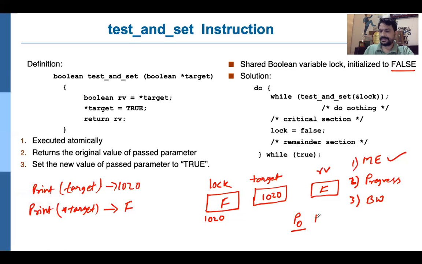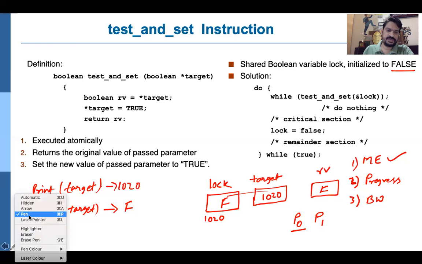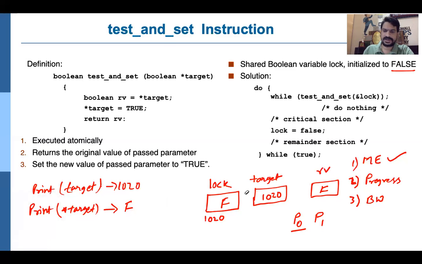Let's say P0 again wants to go, because P0 is again interested. Can it go? Yes, it can go, because the value is false here, the same thing has been done. And P0 will go here. Now P0 will execute at another time, and this is the status again. So the status is not going to change, it will be the same as this.